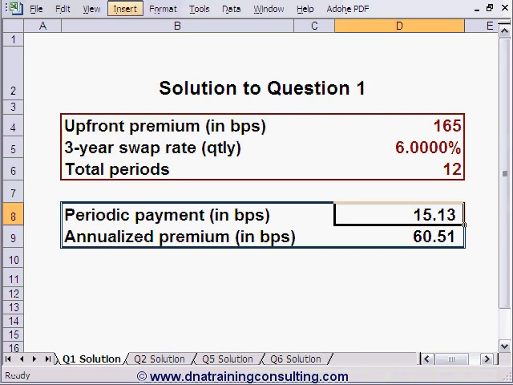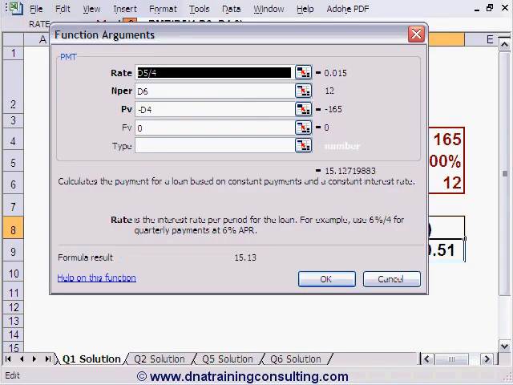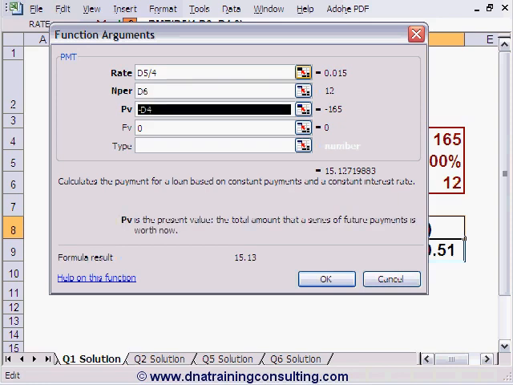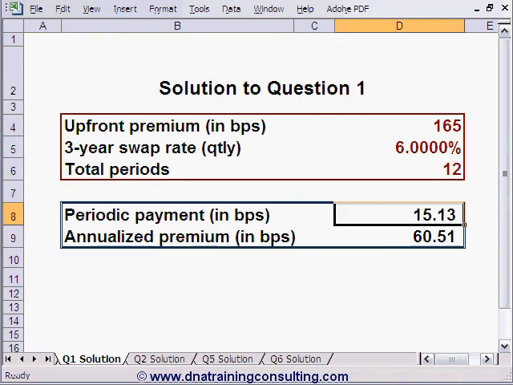This is confirmed by opening in Excel worksheet question 1 solution the PMT operator and setting a value, as you can see, of 6% divided by 4 for the rate, 12 for the number of periods, minus 165 for the PV, 0 for the FV, and hitting OK, revealing a PMT of around 15 basis points, and then multiplying that number by 4 to reach an annualized premium of roughly 60.5 basis points.